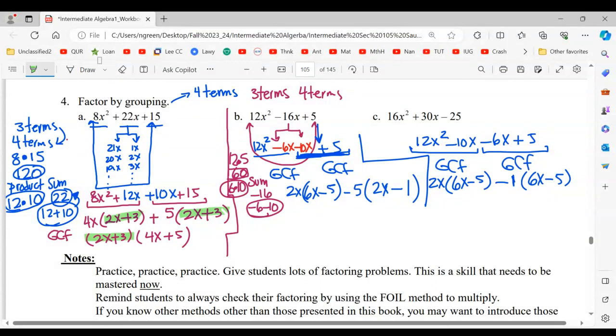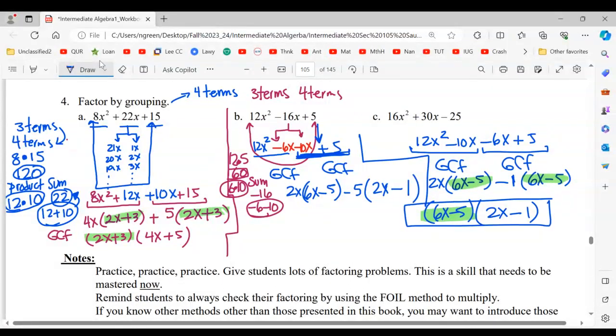Now as you can see here, do we have the same binomial? We have it. So take it outside. So what's left? 2x minus 1. So that's your final answer. Okay, so remember, this is like trial and error. You have to keep trying until you find the right combination. Okay.